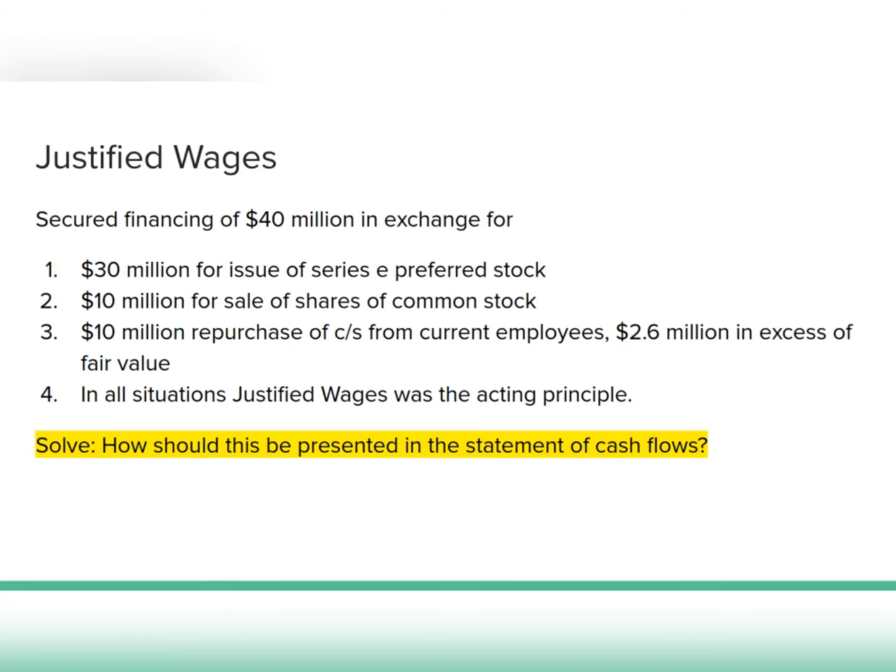So to continue, as stated before, we have taken out the most important pieces of the case, which are: Justified Wages securing financing of $40 million from WTD, $30 million for issuance of Series E stock, $10 million for the sale of shares of common stock, and $10 million repurchase of common stock from current employees, and 2.6, which is considered to be in excess of fair value. Also important, Justified Wages in all situations was the acting principal. So really the major question that we have to answer is, how should this be presented in the statement of cash flows?